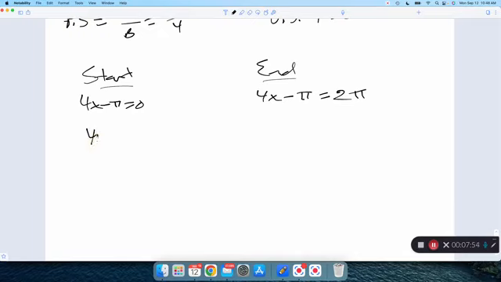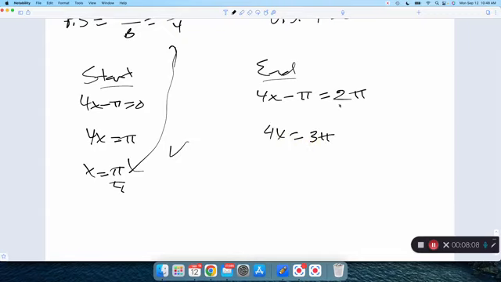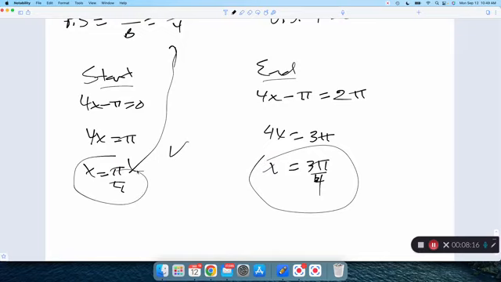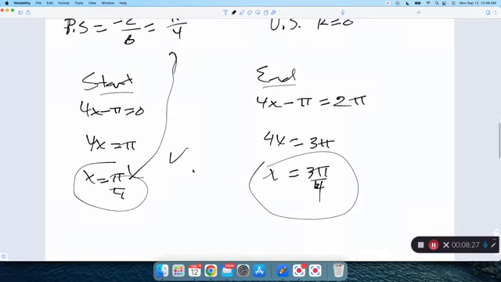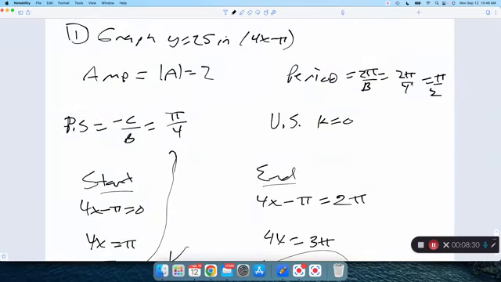Okay, so here we get 4x equals pi, which is x is pi over 4. Hey, that's the same thing we got for the phase shift. Yay! Here we'll get 4x is 3 pi, adding that pi over. So x is 3 pi over 4. We should always check. End minus start should be the period. 3/4 minus 1/4 would be 2/4 pi. 2 over 4 would be, oh look, we even had it like that. 2 pi over 4. Good.